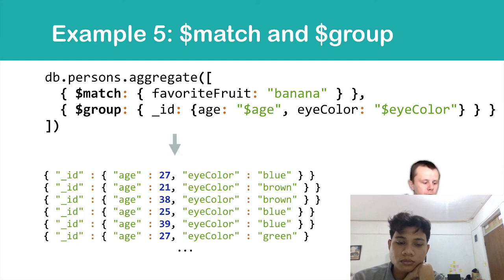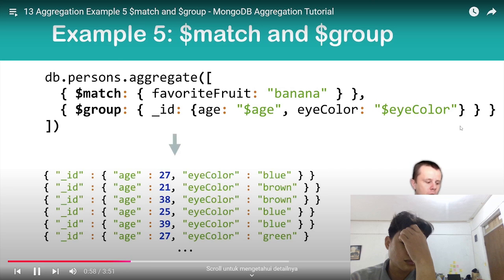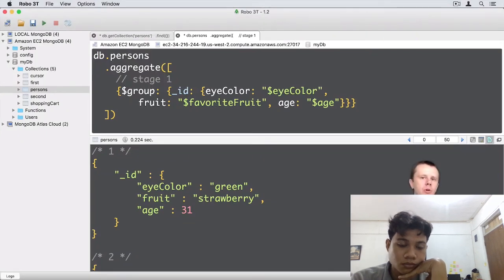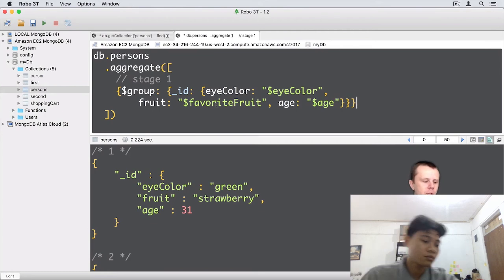Results will be the following. So documents with one field _id, and this field will contain a document as a value, and this document will have two fields, age and eye color. And here we see all possible combinations of age and eye color. Let's look at this in action. In previous examples, we used just one stage, so let's add one more stage here.